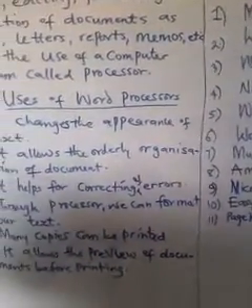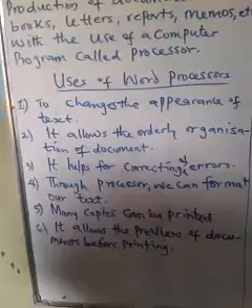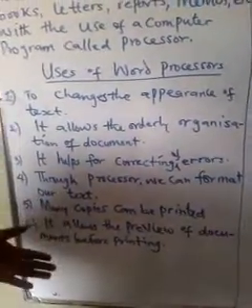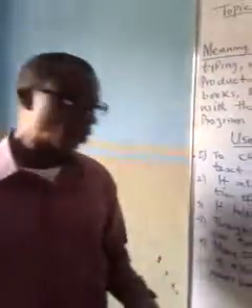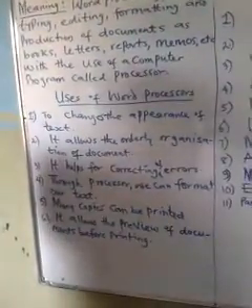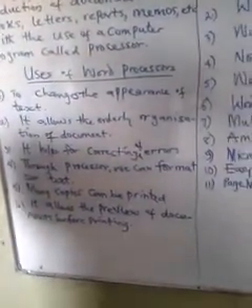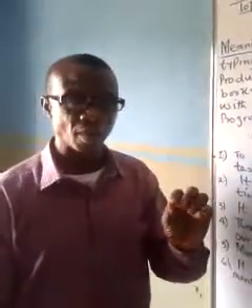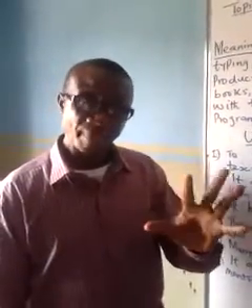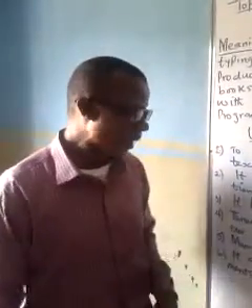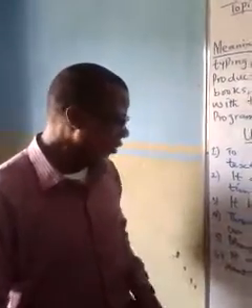Through a word processor, that's number four, we can format our document. We can bold it, italicize it, add color, and so on. Number five, many copies can be printed with the word processor. You can type, for example, our examination questions. Only one copy will be typed in a computer. After typing that one copy, we can now produce more, depending on the number that we want. That is a result of a word processor.